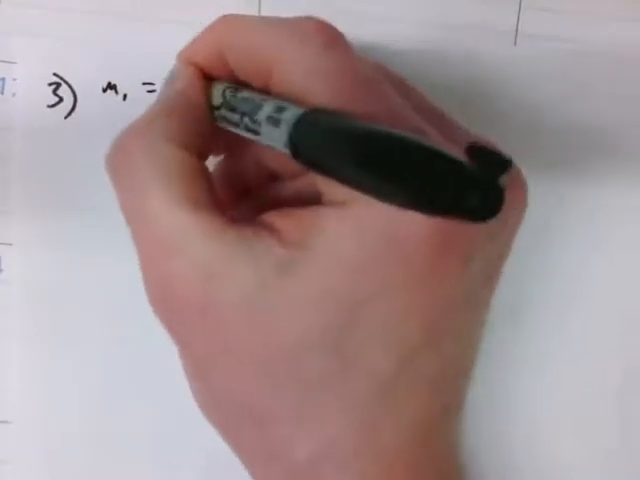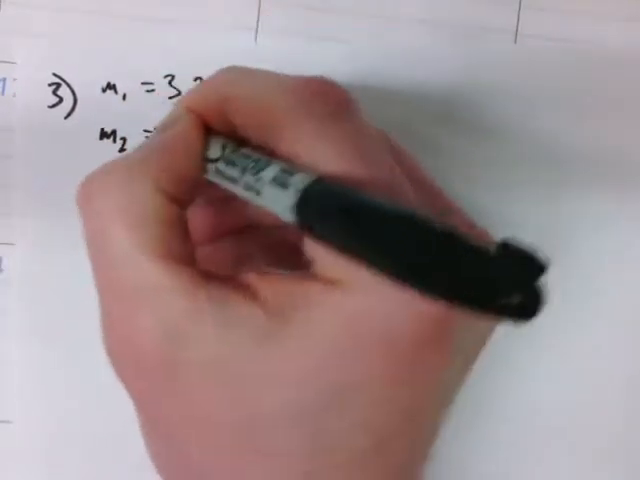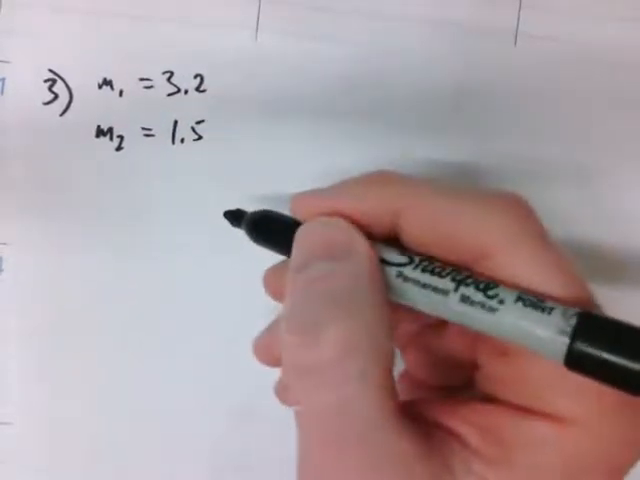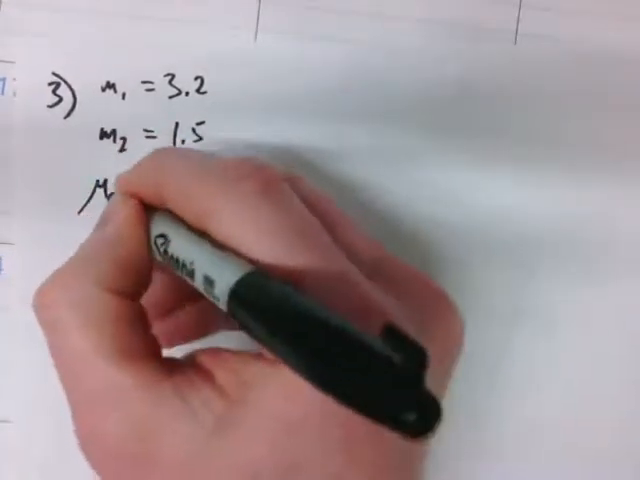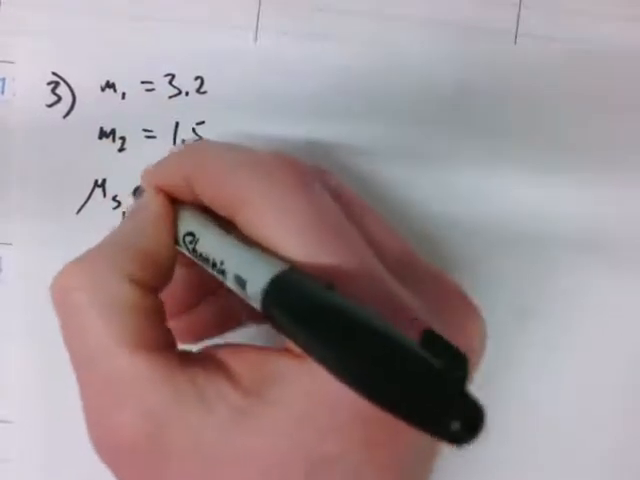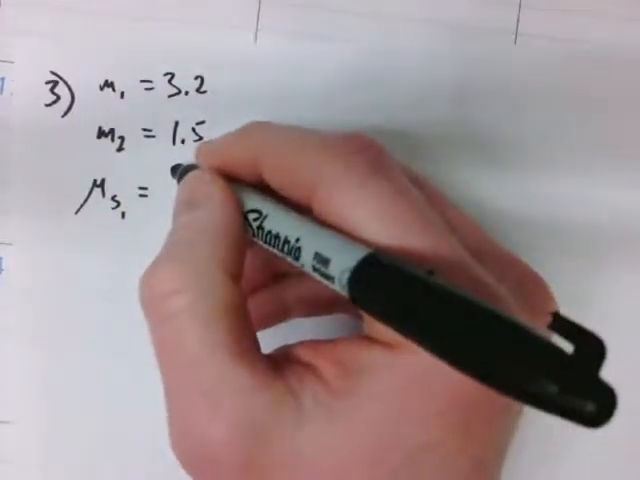Number 3. Page 177. A string is tied to a 3.2 kilogram object on a table and a 1.5 kilogram object hanging over a pulley. The coefficient of kinetic friction between the 3.2 kilogram object and the table is 0.3. All right, so M1 equals 3.2. M2 equals 1.5. Mu s, which is related to the first mass, equals 0.3.